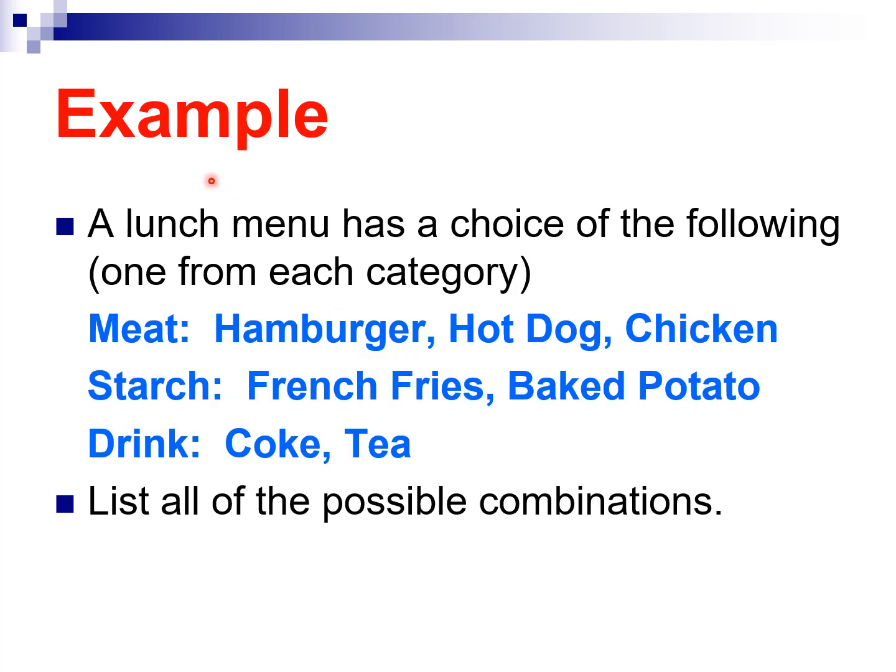Now let us have another one. A lunch menu has a choice of the following, one from each category: the meat, hamburger, hot dog, chicken. Then starch, the French fries, FF for short, and BP, the baked potato. And for the drink, we have Coke and tea. We are going to list all the possible combinations. So using the tree diagram, we shall have the sample space for this particular scenario.